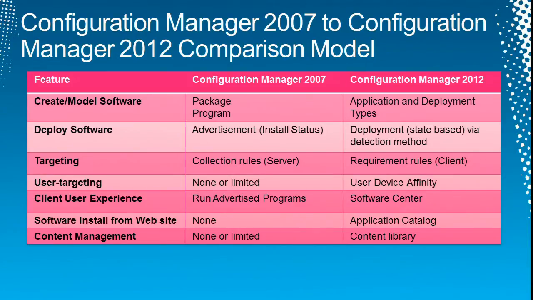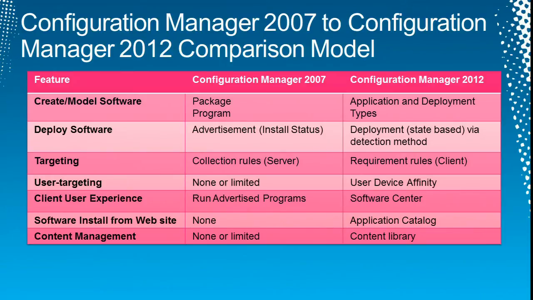If you come to my presentation tomorrow, when you migrate an existing 2007 environment over to 2012, packages get migrated over as packages, with one exception: a virtual package in 2007 gets migrated over as an application with an App-V deployment type in 2012, because we don't deploy virtual packages anymore. So we had to do that migration. We didn't do that in Beta 1, we now do that in Beta 2.